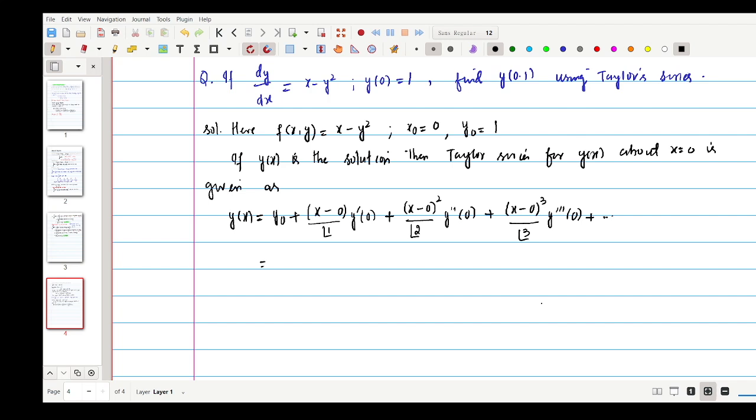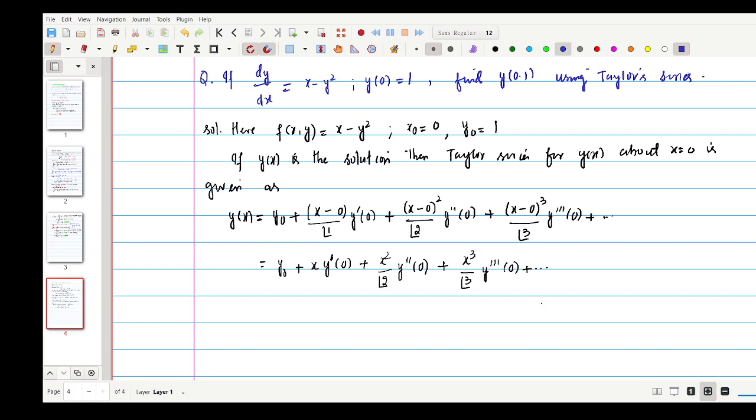Okay, now this can be written as y naught plus x y dash of 0 plus, sorry, this seems to be second derivative, so we shall write this properly as this single derivative, then plus x square divided by 2 factorial y double dash of 0 plus x cube divided by 3 factorial y triple dash of 0 plus so on. Now we just need to evaluate what is this. y of 0 is given to be equal to 1. We need to evaluate what is y dash of 0, y double dash of 0, y triple dash of 0, and so on.